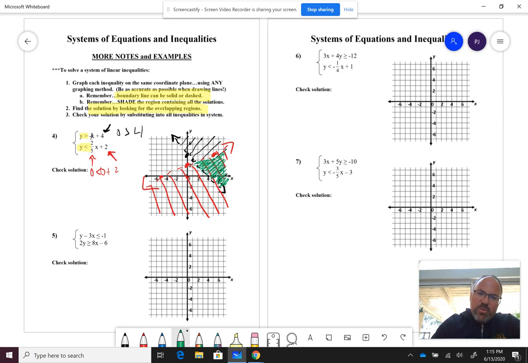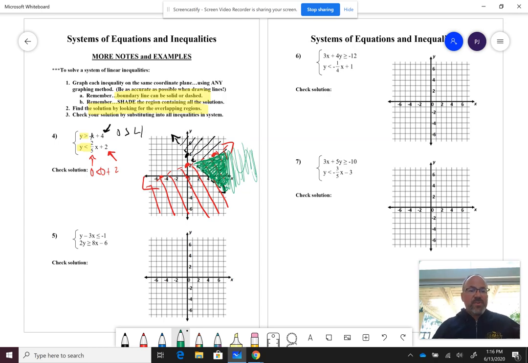So the solution is any point where I'm shading. Any point in here. And know that it doesn't just stop here and here. It keeps going on. It's going to technically go off of this graph and keep going. But this is the solution area. So as long as you pick a coordinate point in here and you plug them in, it's going to make both of these inequalities true. So again, any of those points are considered solutions. All right, let's try another one.